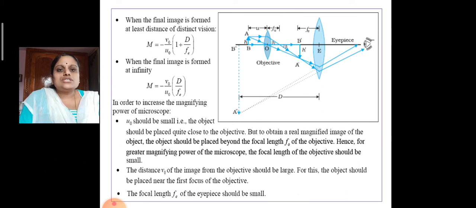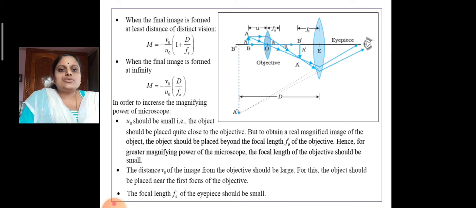When the final image is formed at the least distance of distinct vision, then the magnifying power of a compound microscope is given by minus VO by UO into 1 plus D by FE. When the final image is formed at infinity, magnifying power M is given by minus VO by UO into D by FE. In order to increase the magnifying power of a microscope, UO should be small.